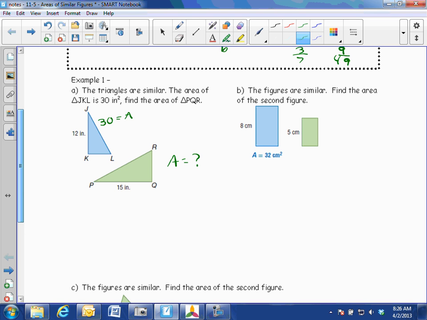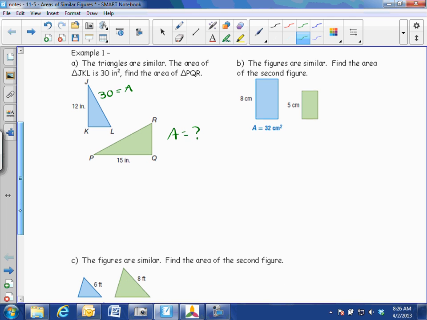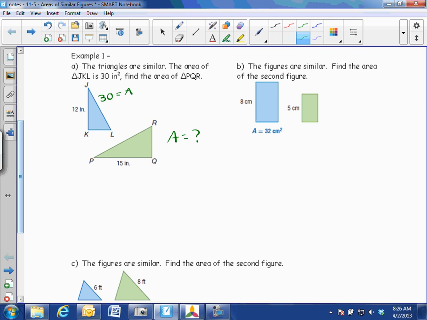So we're going to set up the scale factor, going from this side to this side, left to right. Remember, we're setting up proportions. You can't flip them around. Whatever's on top first has to stay on top in our second fraction. So I'm going to start with 12 over 15, because I'm comparing these two sides. This is our scale factor.